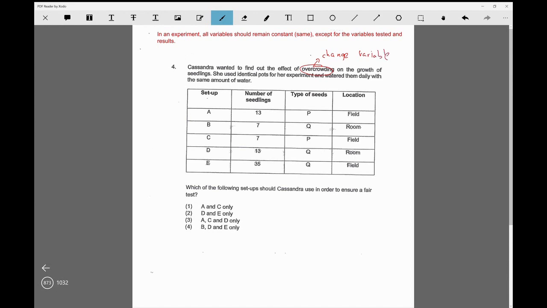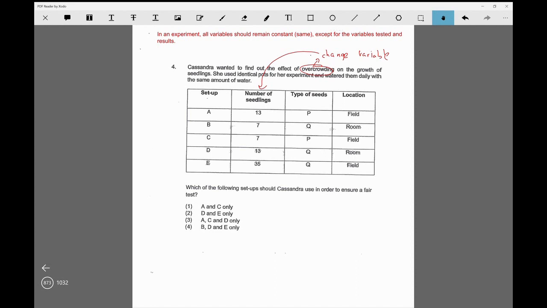Okay, so overcrowding is talking about the number of plants growing in one place, right? Meaning it is the number of seeds. When there's a lot of seeds, a lot of young plants, seedlings, that means they are overcrowded. When there's less, they are less crowded. Okay, so everything else must be the same. So let's look at the options given.